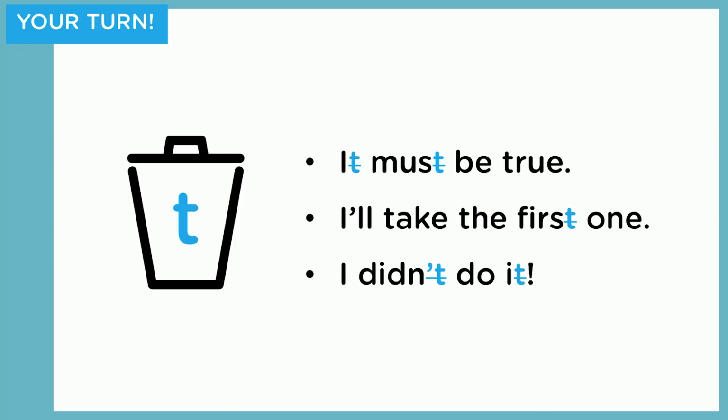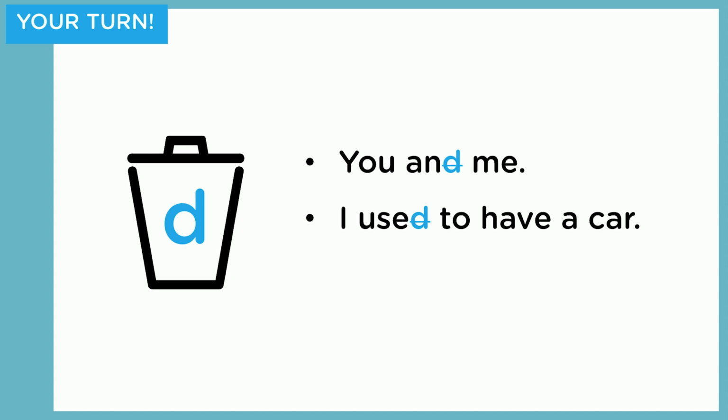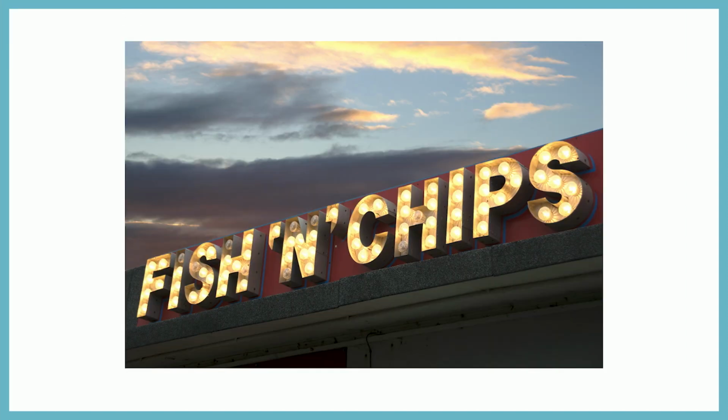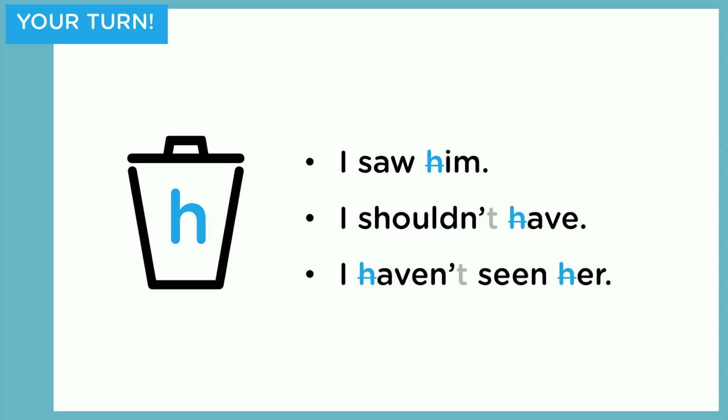Yeah. All right, let's look at the ones for D. So we've got you and me, I used to have a car, fish and chips, and so once again, you know, how we use sounds in English, this is so common that you will see signs spelled like this with just the N, fish and N, like that, fish and chips. Nice. Okay, here are the examples for her.